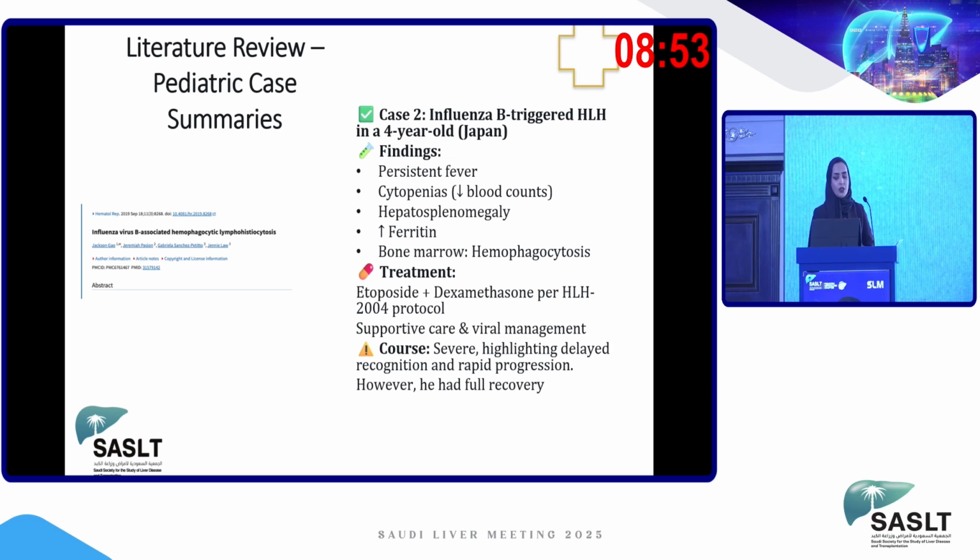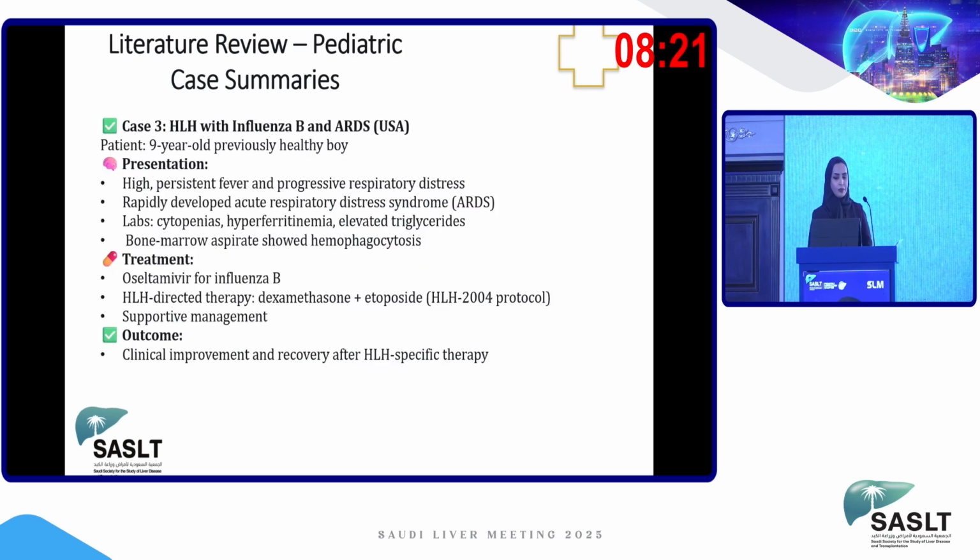The second case was also reported from Japan, with influenza B triggered HLH in a 4-year-old child with the same classical presentation for HLH. This patient was a bit late, however she received treatment for HLH, following the treatment mentioned in the 2004 guideline, etoposide and dexamethasone. The patient had supportive care and viral management. She had a very severe course with a prolonged ICU admission. However, she had a full recovery.